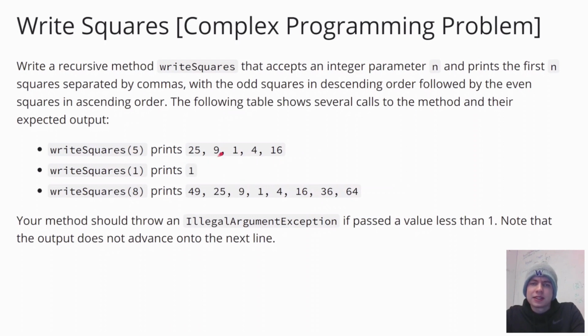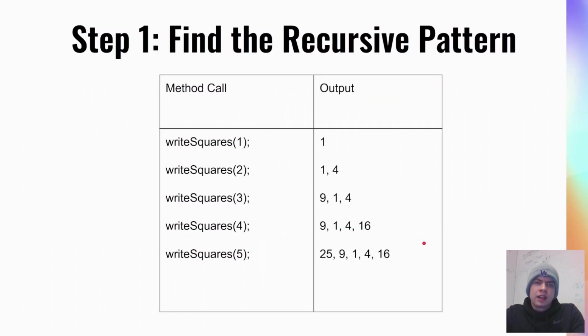But the pattern is a little different because we want the odd squares first in descending order and then followed by the even squares in ascending order. And here are some more example outputs where write squares of 1 will print 1, and write squares of 8 will print the first 8 squares, with all the odd squares coming before the even squares. And our method should throw an illegal argument exception if passed a value less than 1. Cool. Let's see if we can find the recursive pattern.